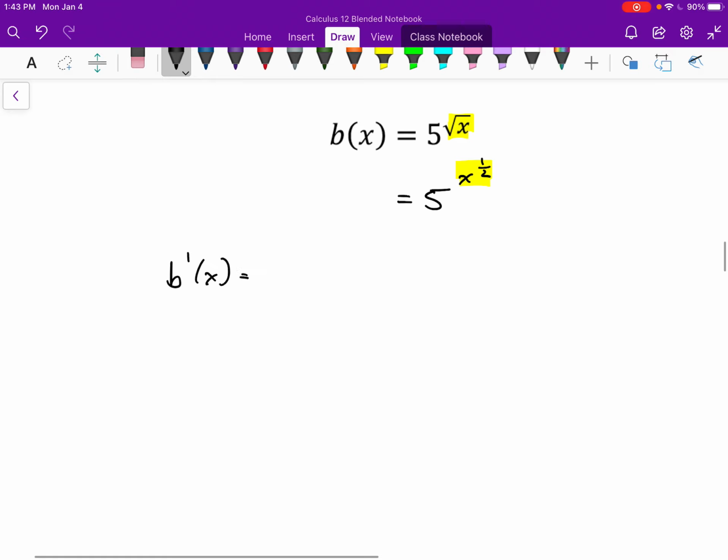first let's differentiate the outside function, which is the exponential part. So it's 5 to the power of x to the power of 1/2 times the ln of 5. That's the derivative of the outside part. Now I want to multiply that by the derivative of x to the 1/2. Using the power rule, that's going to be 1/2 times x to the negative 1/2.